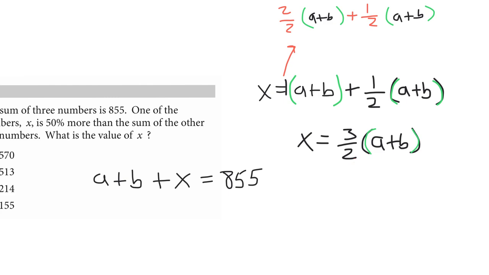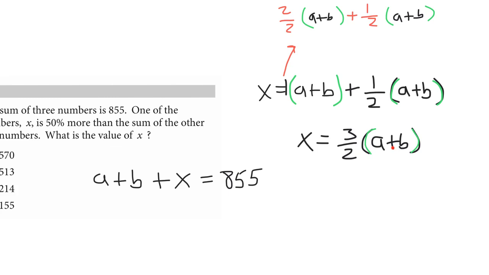Now, why did I do that? Well, at the end of the day, we want to solve for x, right? We know that a plus b plus x equals 855. Wouldn't it be nice to replace these a plus b things with an x term? Well, we are getting that much closer to doing so right now. Let's find out what a plus b equals.